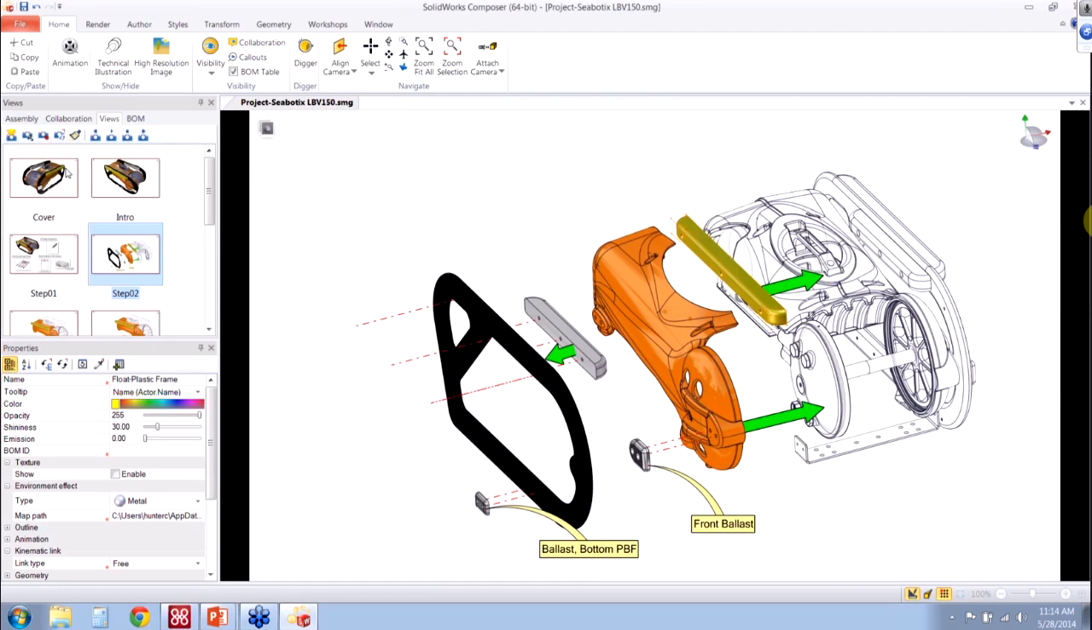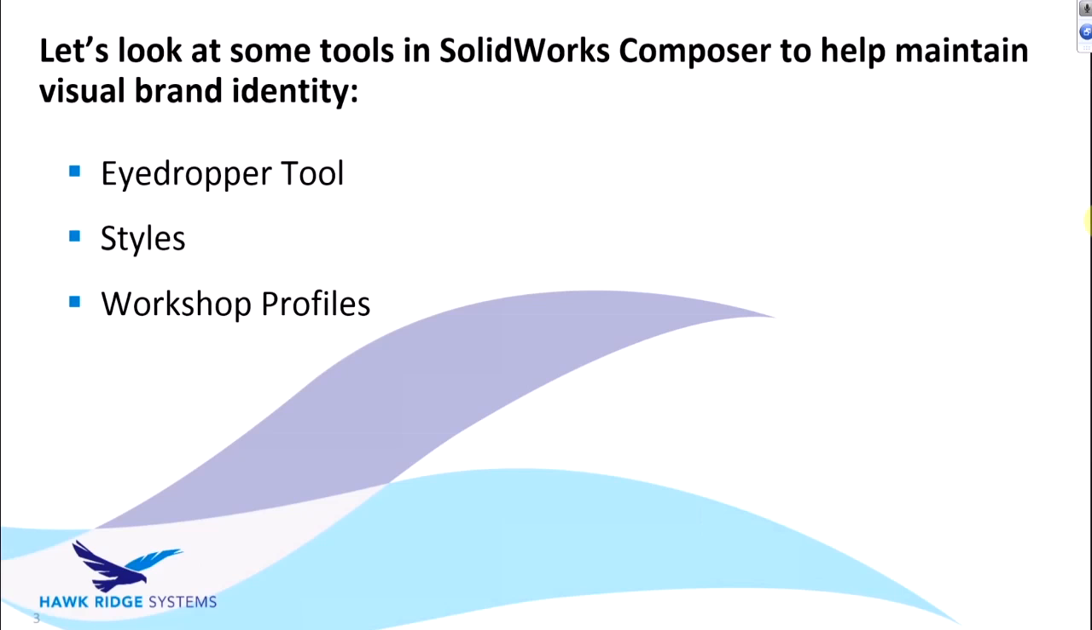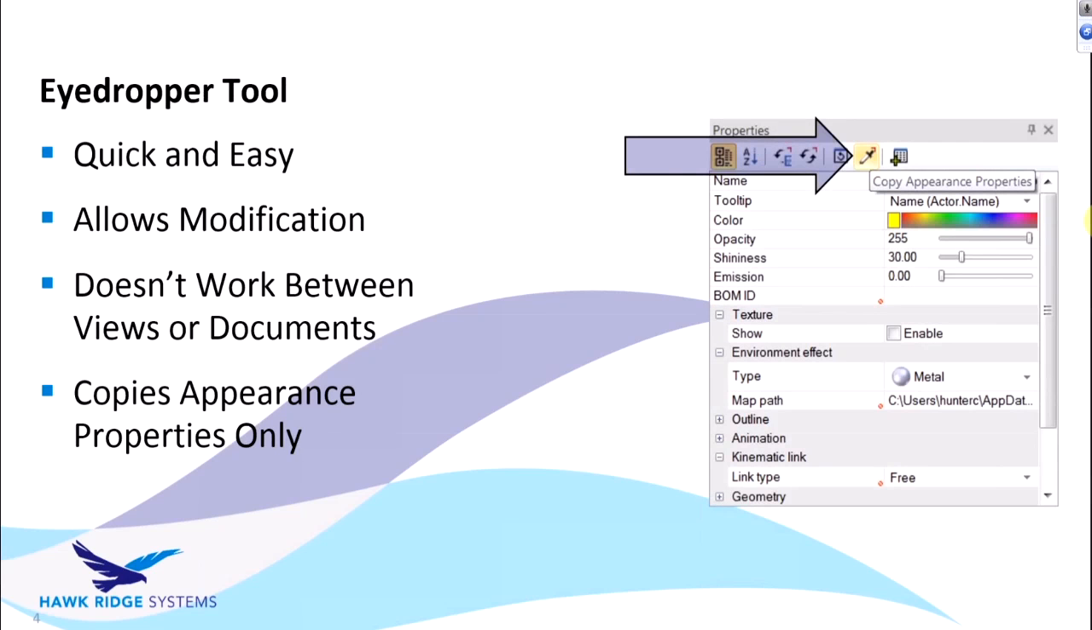And let's recap what we can do with the eyedropper tool. So once again, the copy appearance properties tool, the eyedropper tool, lives on your properties dialog. It takes only appearance properties. It's really quick and easy to use. I didn't show this, but it allows you to copy the appearance properties, but they're not going to be locked in. So you can use that as just a starting point and then modify whatever you get from there. The hardest limitation that we come across is that it does not work between views or documents. So if you need to have the same type of properties between documents or between views, that's when the styles tool comes in handy.